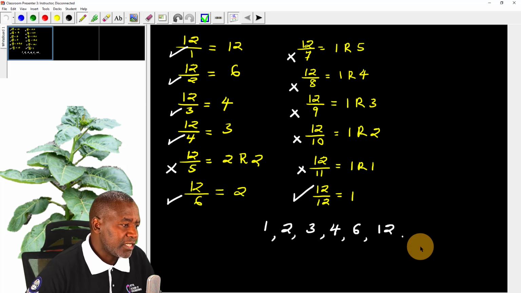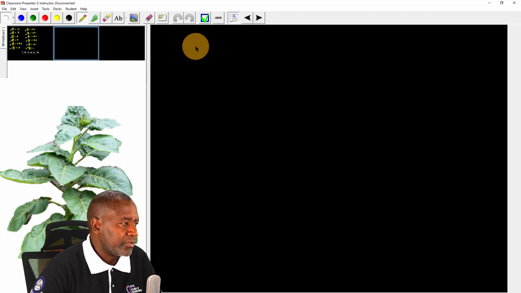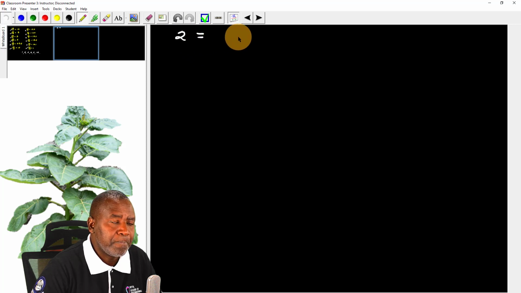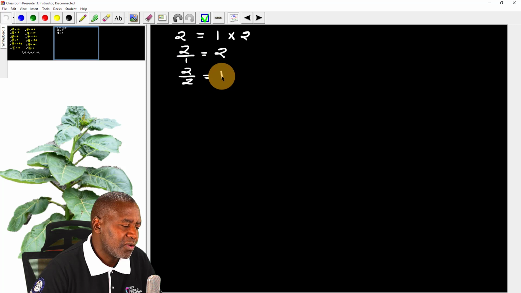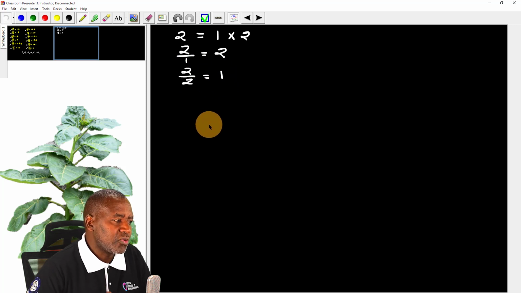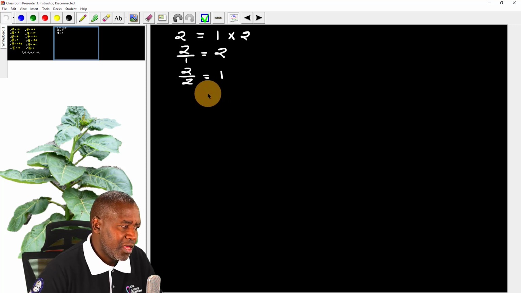Now let's investigate further these factors of 12. For example, let's look at 2. If I'm given 2, I can get 1 times 2. In other words, if I divide 2 by 1, I get 2. And if I divide 2 by 2, I get 1. So number 2 has only 2 factors, 1 and 2.